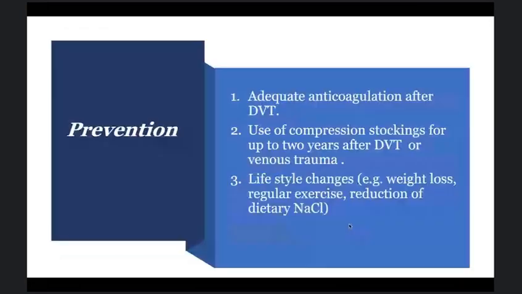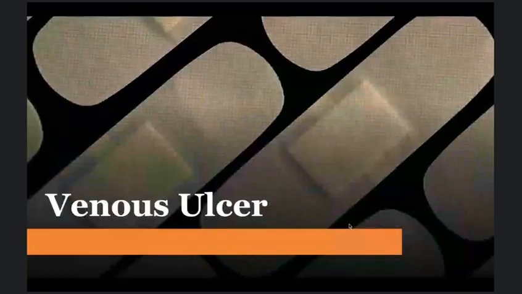Prevention. How do we prevent CVI? First, DVT should be treated with adequate anticoagulation. Second, use of compression stockings for up to 2 years after DVT or venous trauma. Three, lifestyle changes, for example weight loss, regular exercise, and reduction of dietary sodium chloride. That's all about this.